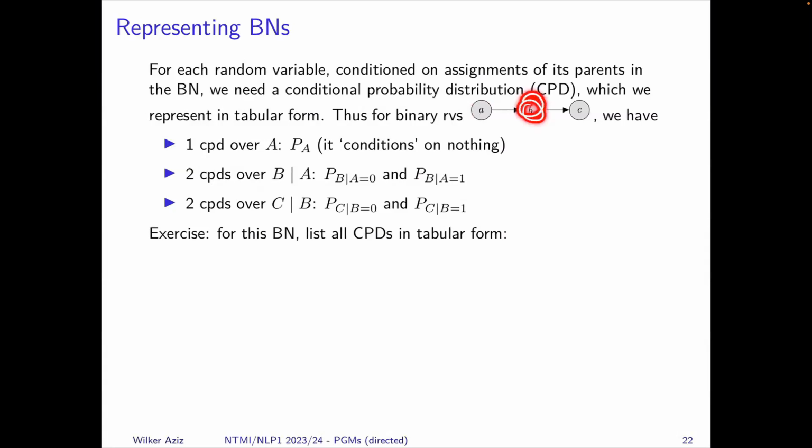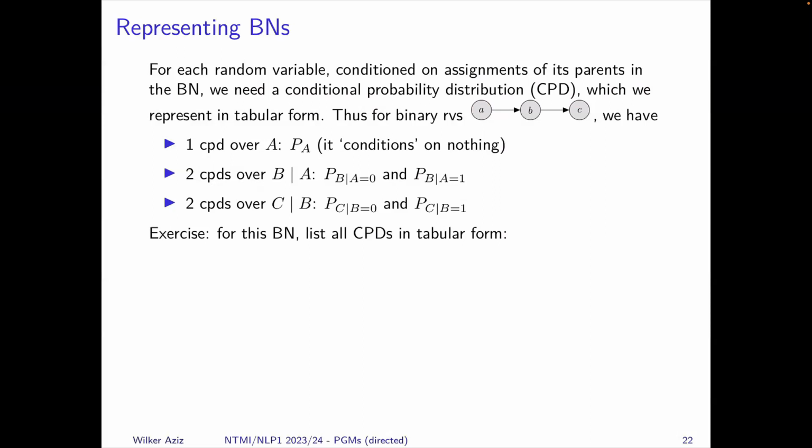For B, for the random variable B, you're going to need to condition on the assignment of its parent. So you're going to have two CPDs because the parent may be assigned a 0, the parent may be assigned a 1, since the variable is binary. So two conditional probability distributions. For the random variable C, same story. It conditions on one parent. So the assignment of that one parent is either 0 or 1. So again, you're going to need two CPDs, P(C given B=0) and P(C given B=1).